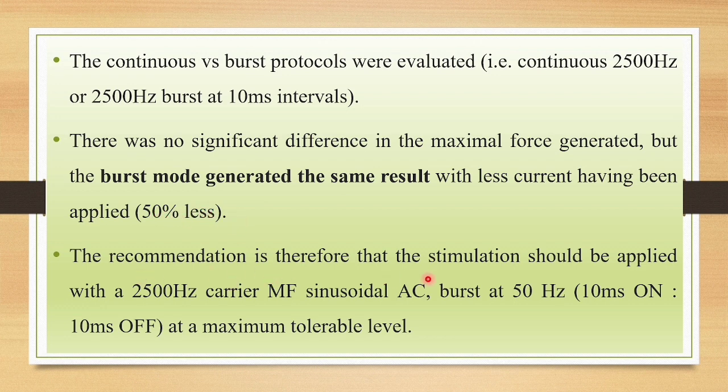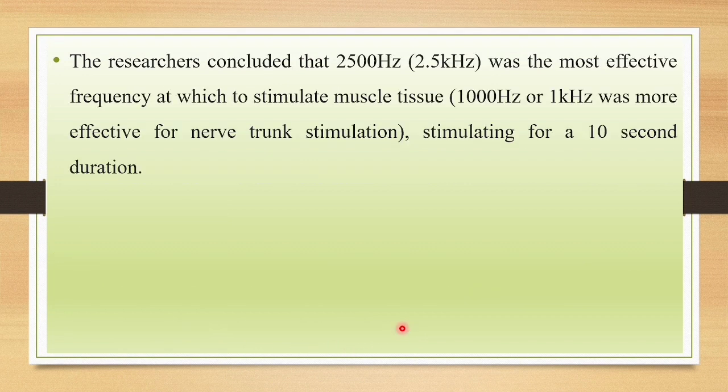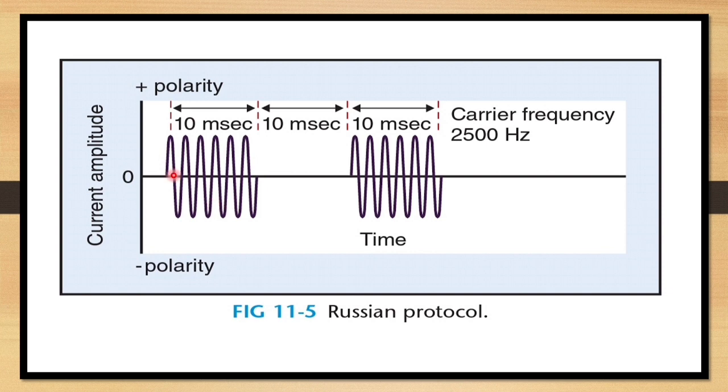The recommendation is therefore that the stimulation should be applied with a 2500 Hz carrier medium frequency sinusoidal alternating current, burst at 50 Hz, that is 10 milliseconds on to 10 milliseconds off, at a maximum tolerable level. The researchers concluded that 2500 Hz, that is 2.5 kilohertz, was the most effective frequency at which to stimulate the muscle tissue, whereas 100 Hz or 1 kilohertz was more effective for nerve trunk stimulation, stimulating for a 10-second duration. So this is the diagram.